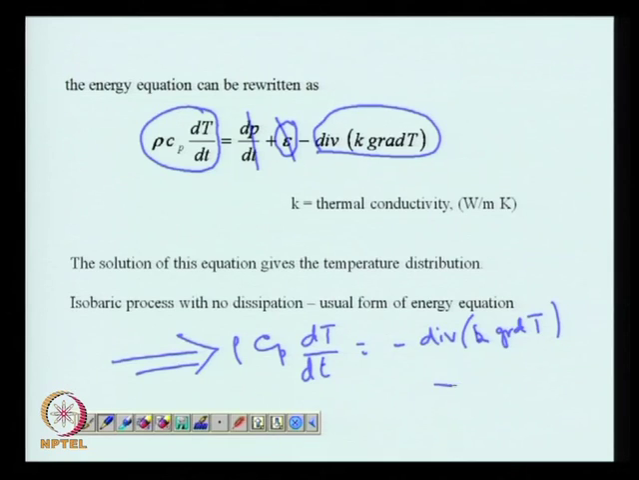If it is a system with generation of heat, then this Q dot would denote the amount of heat which is generated per unit volume of the system. So, this is the normal form of the energy equation.